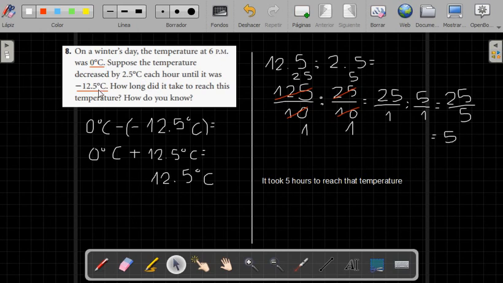Y bueno, una vez que ya tengan eso, dividen entre la cantidad de grados centígrados que estaba disminuyendo la temperatura por cada hora. That's it for this exercise.